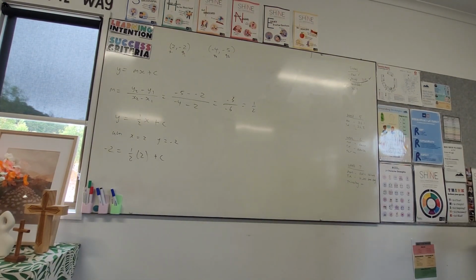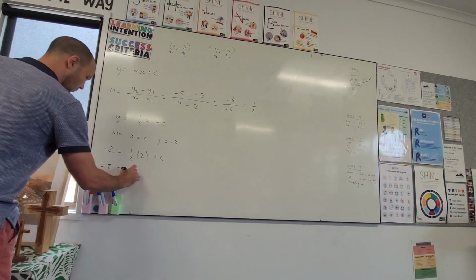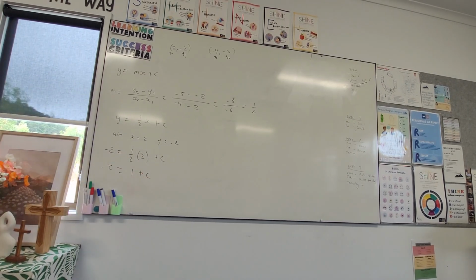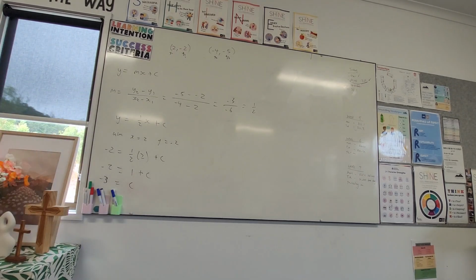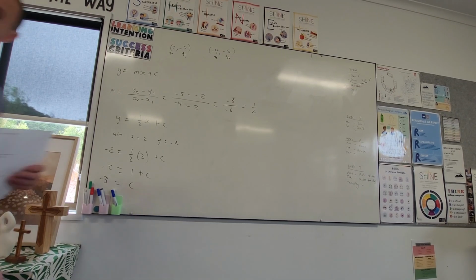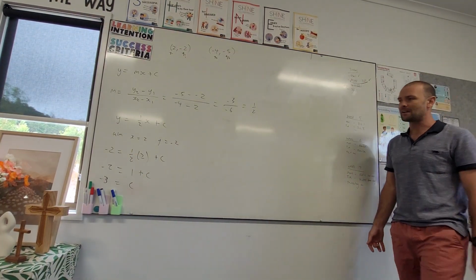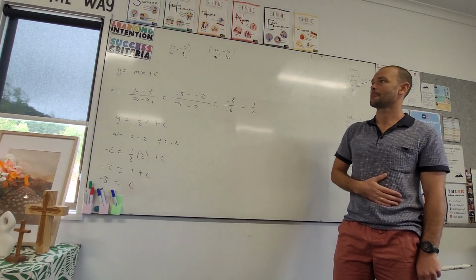So we need to solve for c now. Minus 2 is 1. Half times 2 simplifies to 1. And then we will take away 1 from both sides, and we'll have c is minus 3. So that's quite a drawn out process, but that's a skill that we do need to know. This is fundamental if you're moving on to, even if you're doing general maths next year, you do equations of lines.